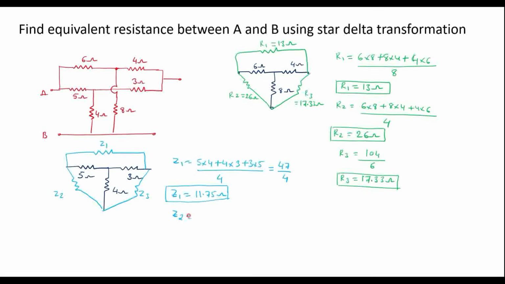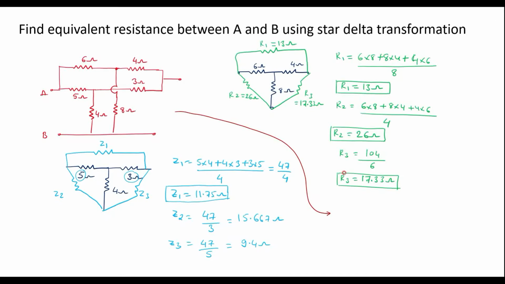Similarly we'll calculate Z2. The numerator value is the same, that is 47, divided by Z2's opposite resistor, which is 3 ohm, which gives 15.667 ohms. Similarly Z3 is equal to the same numerator 47, and the denominator is Z3's opposite resistor, 5. It is 9.4 ohms.